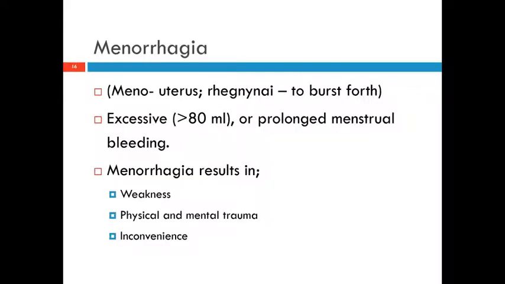The second indication where tranexamic acid is prescribed is menorrhagia. It is excessive or prolonged menstrual bleeding of more than 80 ml. Menorrhagia results in weakness, physical and mental trauma, and inconvenience.